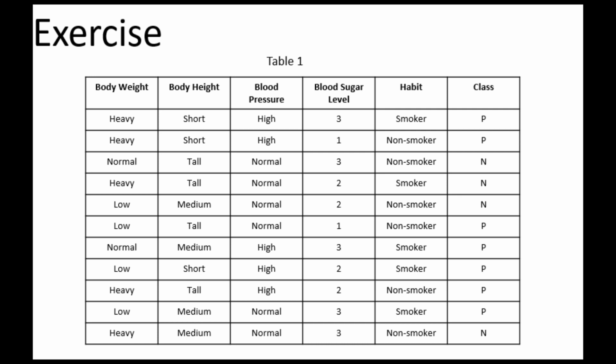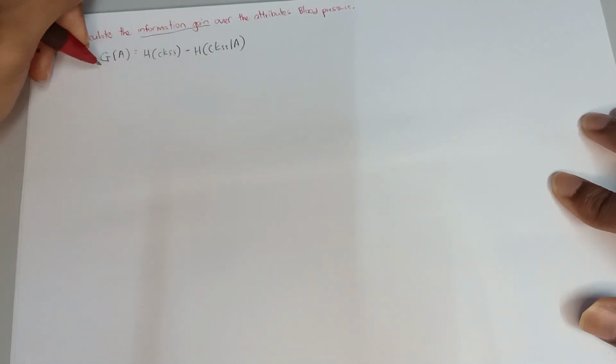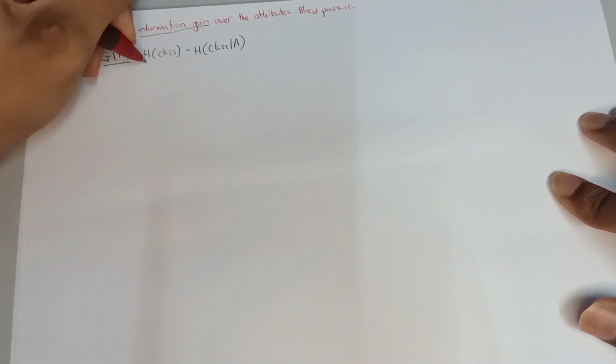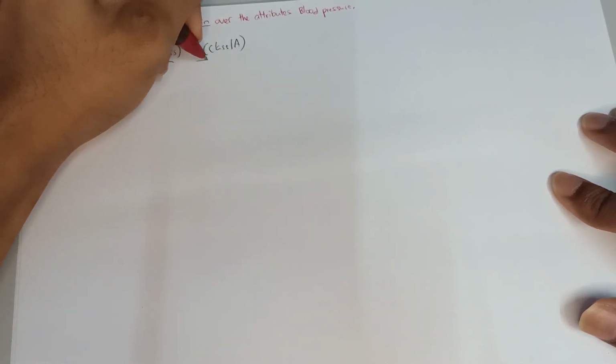So this is the game. So let's look at question number 1A. Calculate the information gain over the attribute blood pressure. So the question asks us to calculate the information gain. For getting the information gain, we must use this formula. This is the information gain equals H(class) minus H(class|A).